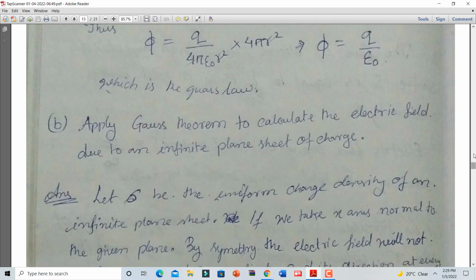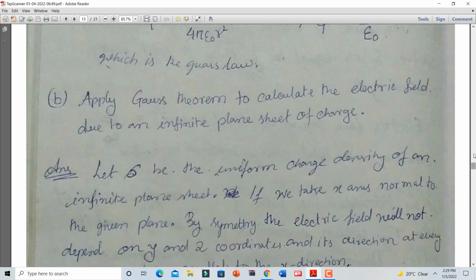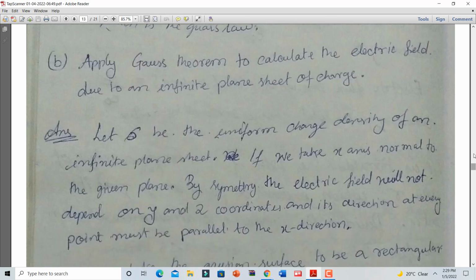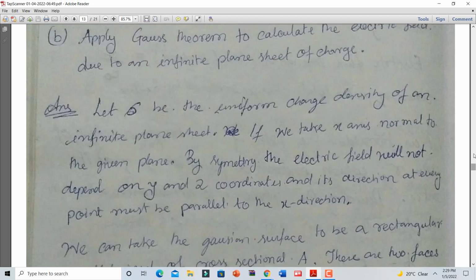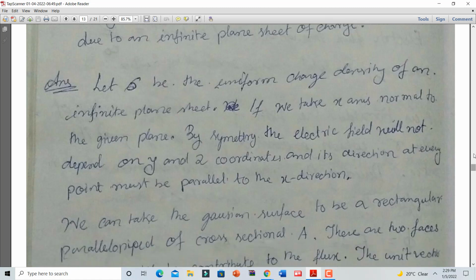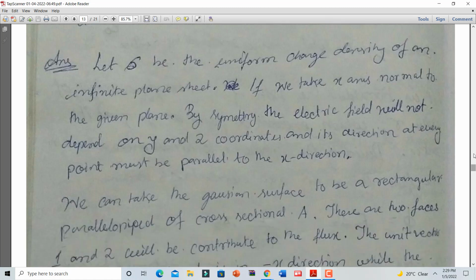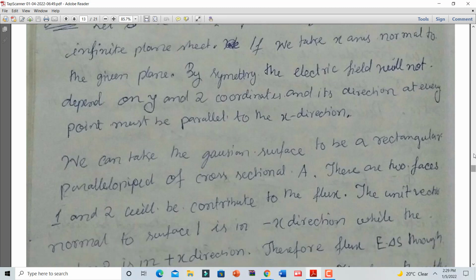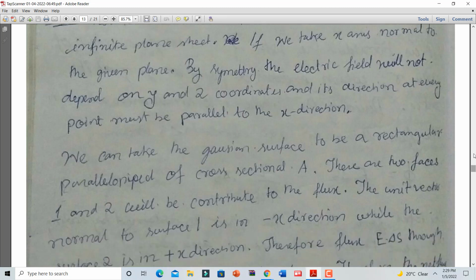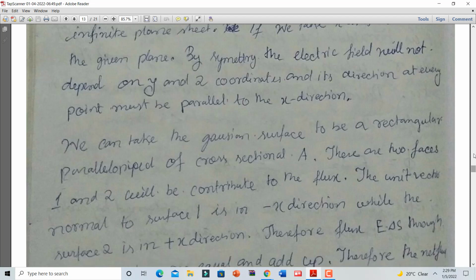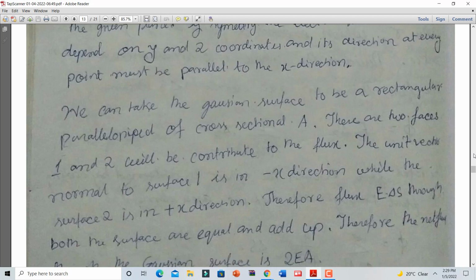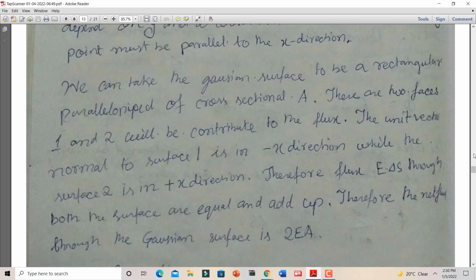Apply the Gauss theorem to calculate the electric field due to an infinite plane of charge. If we consider sigma to be a uniform charge density of an infinite plane sheet, and we take the x-axis normal to the plane, then by symmetry the electric field will not depend on the y and z coordinates, and its direction at every point must be parallel to the x direction.